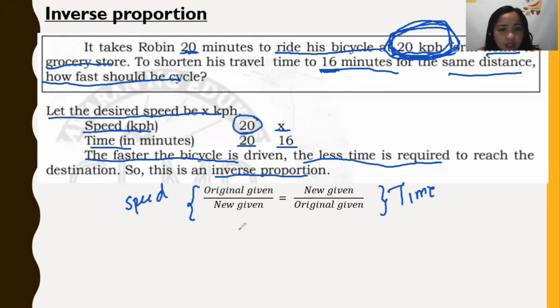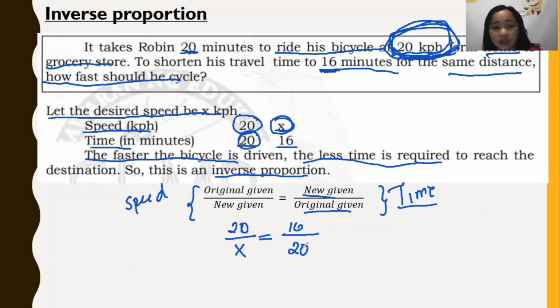Now, ano ba yung original na speed? The original speed is 20 kilometers. Ano yung bagong speed? This is the new speed. That is missing. Now, punta tayo sa time. Original time is 20. Ito, nasa ilalim yung original given. 20. At ang new given na time ay gusto niya maging 16 lang. Now, let us solve this. So, we have 16 times x is 16x. And we have 20 times 20 is 400.